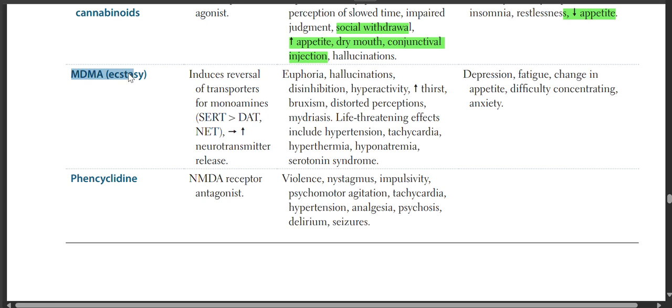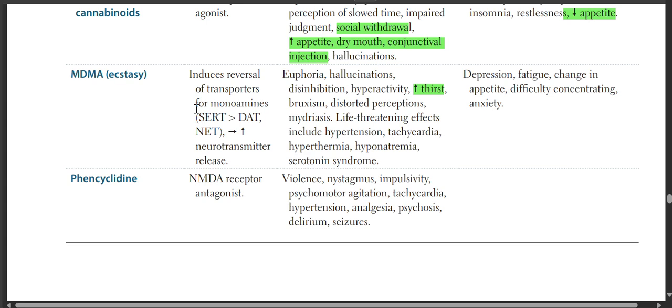Next, you have MDMA and PCP. So for MDMA, which is ecstasy, it's usually a tablet. We'll quickly go over all the other transporters that they affect and then the route of administration. For MDMA, we'll see these non-specific signs such as euphoria, which is feeling very good, hallucinations, disinhibition, hyperactivity, and thirst. But here, thirst is the most important one. MDMA ecstasy can cause thirst. That is the most important side effect for MDMA.